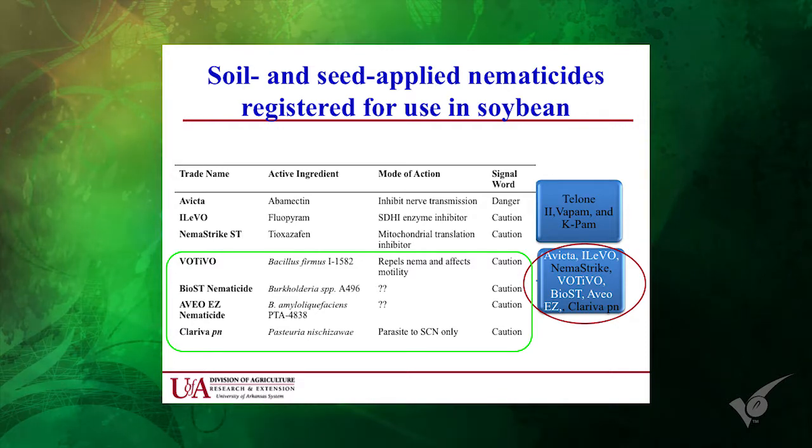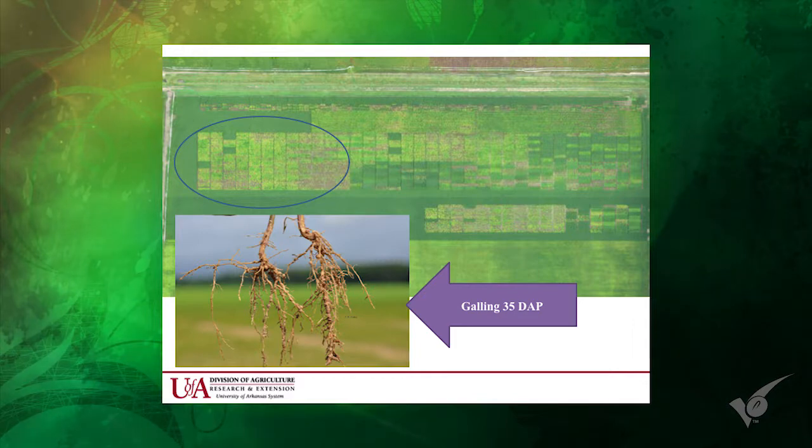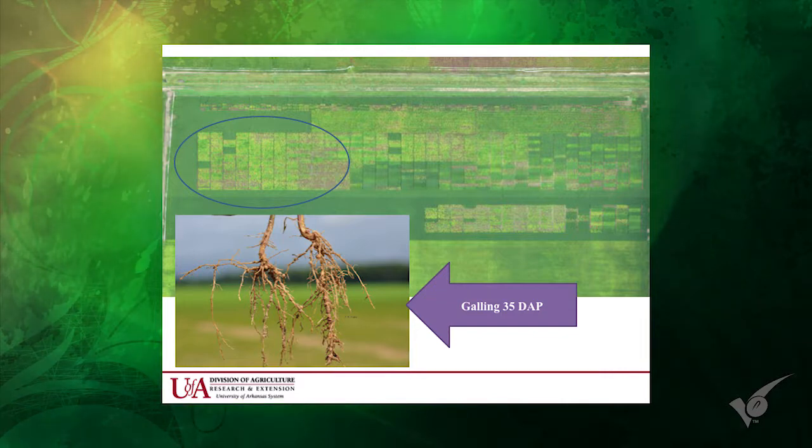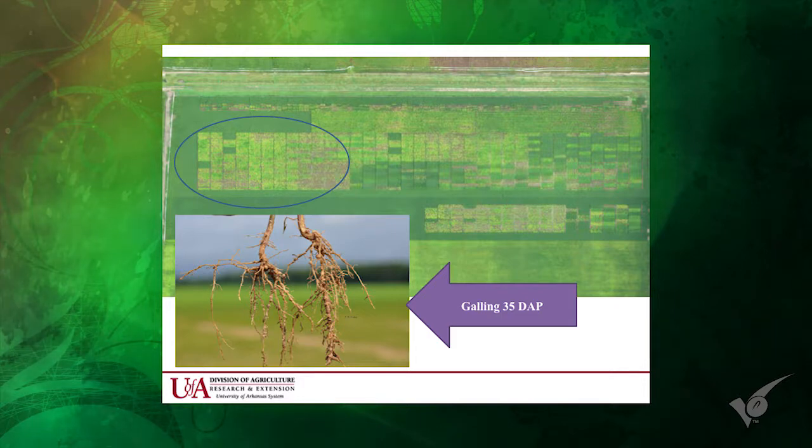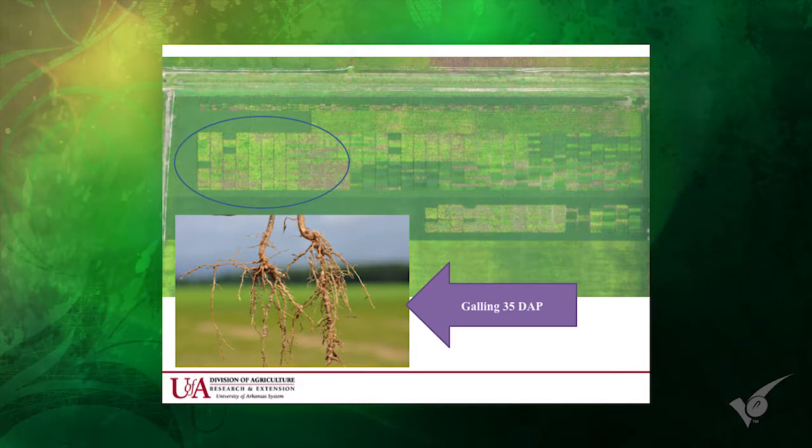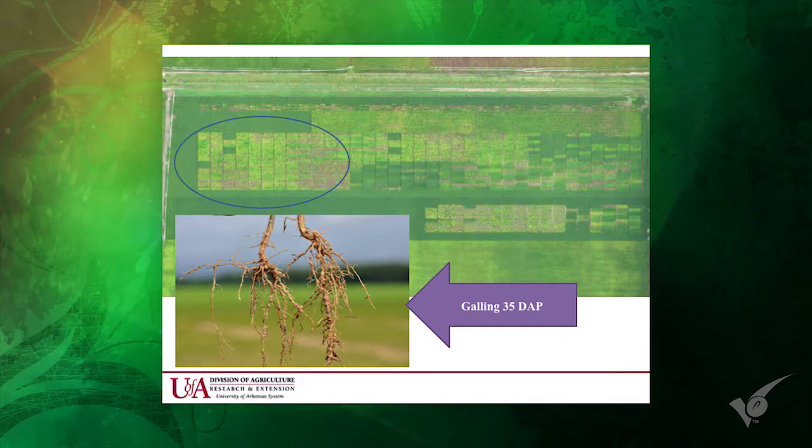And those that are highlighted, I'll share with you just one trial about it. And this is that same field. What I've circled over there is the seed applied nematicide study. Those green plots there, unfortunately, are not a seed applied nematicide. That's a resistant variety. Okay. So again, looking at galling about 35 days after planting gives me the best idea of how much product efficacy that we're seeing.